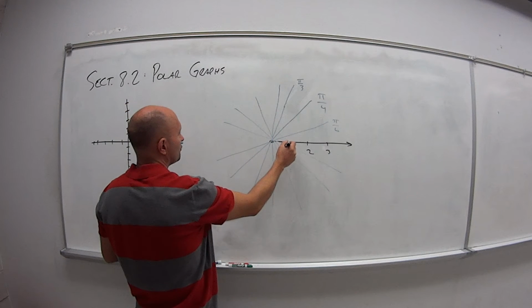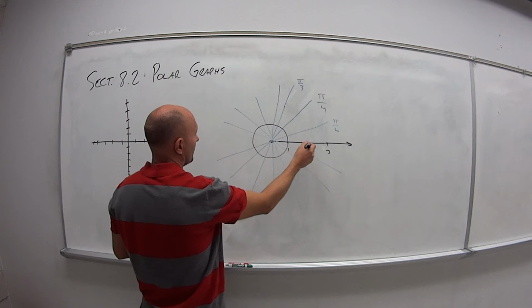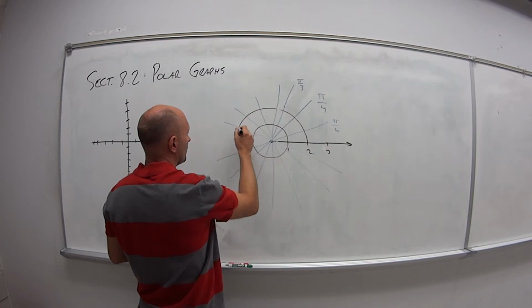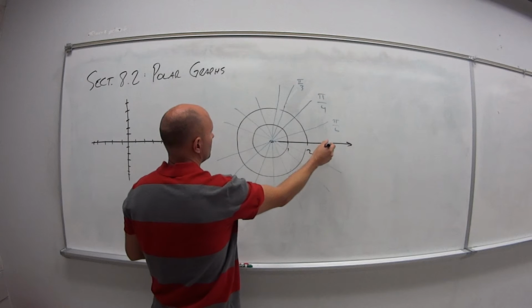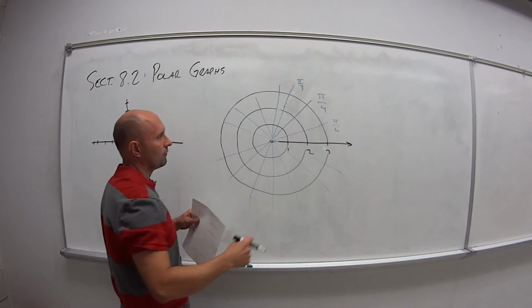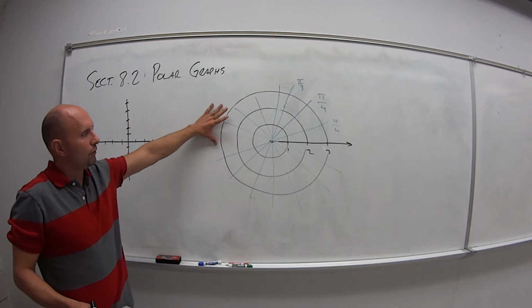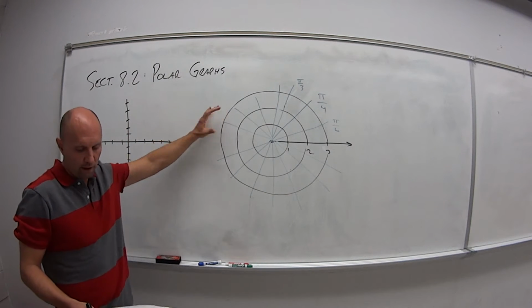And so no matter which radian measure we're at, we can be various units away. If we're talking full units, it could be 1 unit, 2 units, 3 units, etc. 4, 5, 6, however far out we want to go. So this is what the graph of a polar grid looks like.